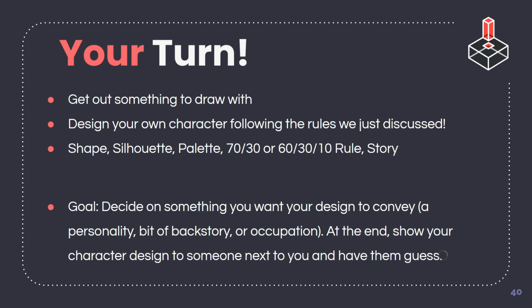Okay. So, you're going to design your own character based on all the rules that we just discussed. You need to think about shape, silhouette, palette, the 70-30 or 60-30-10 rule, and the character's story. That's a lot to think about. So I want you to think about one big goal, which is decide on something you want your design to convey. A personality, a bit of backstory, an occupation, and you're going to try to put that into your character design using one of the rules that we talked about.